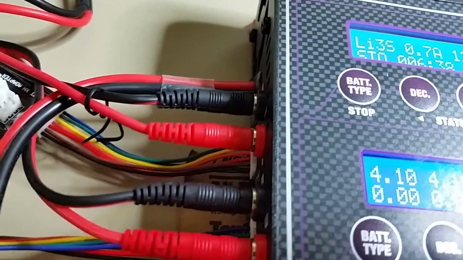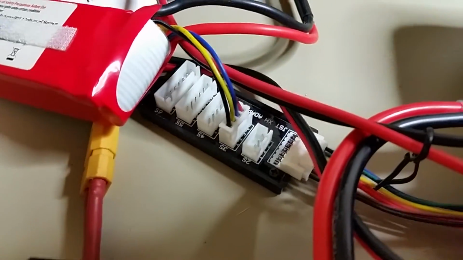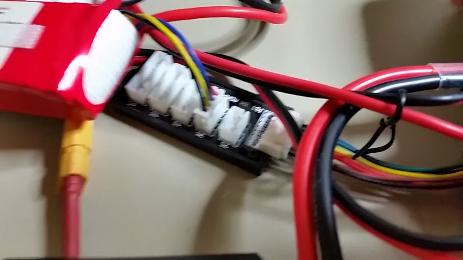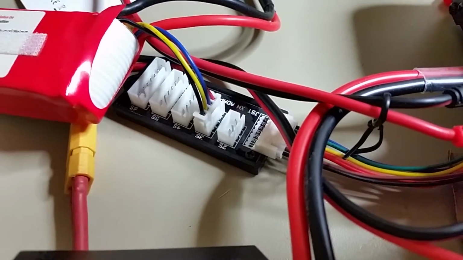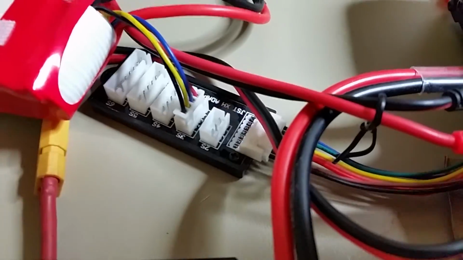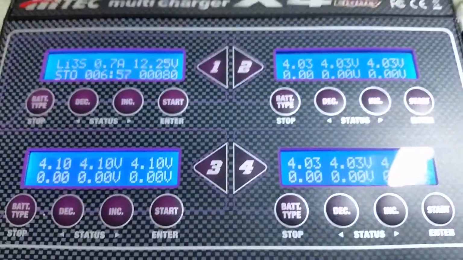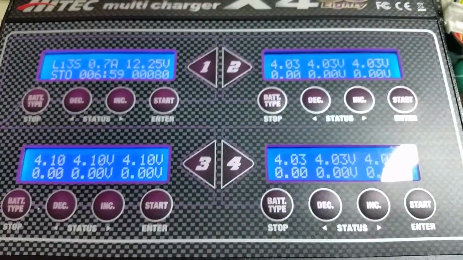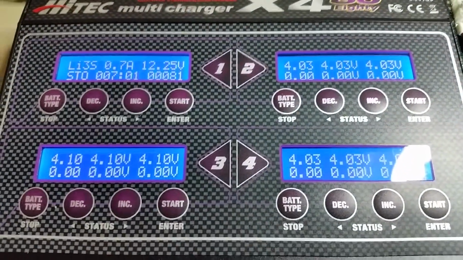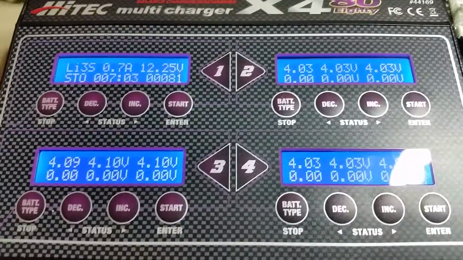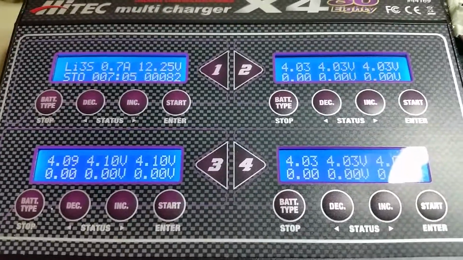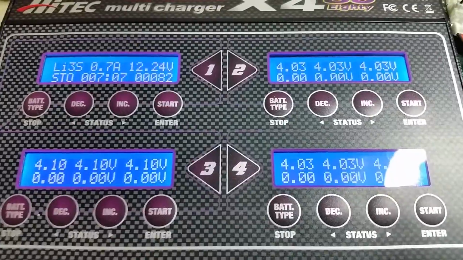I did have to go out and buy some additional balance boards because Hitec only provided me one balance board for my batteries. And right now I'm putting 4 LiPo batteries into a storage mode, and I'm running it at a maximum 2 amp drawdown for each battery, and it's working quite well.